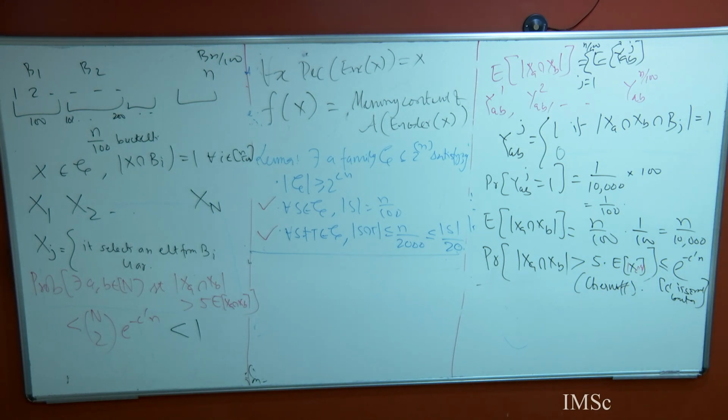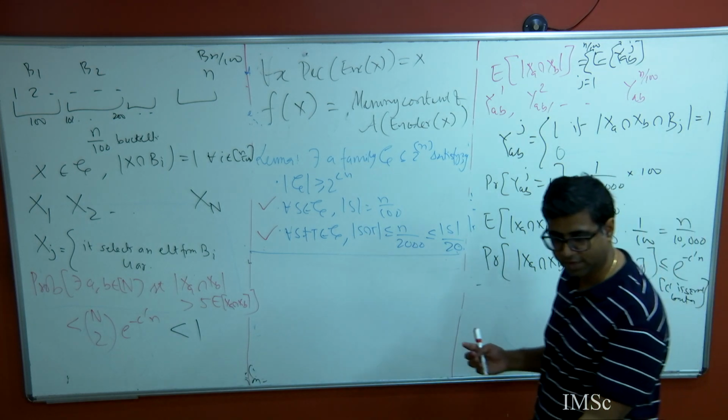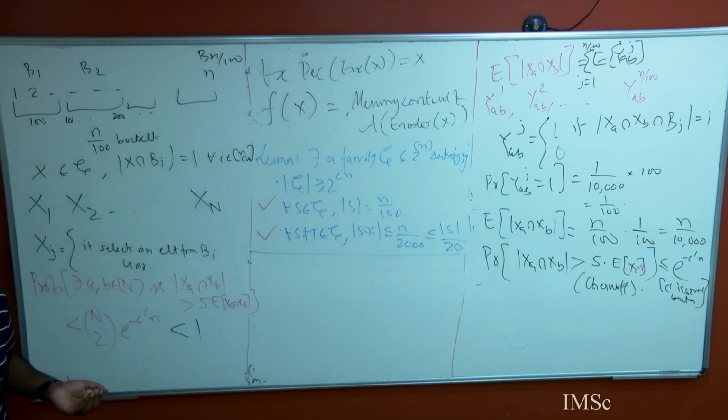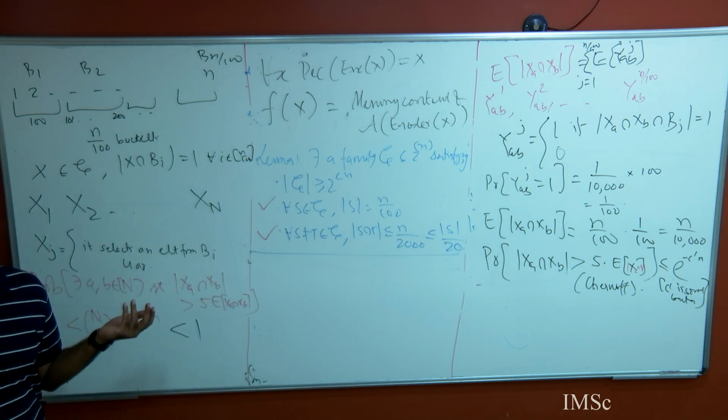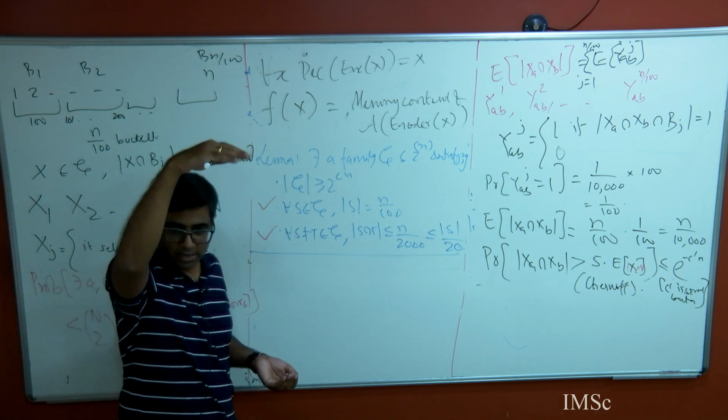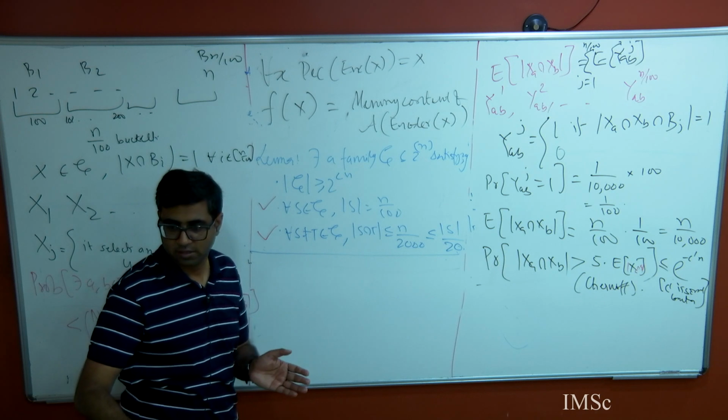So what we have been able to show is that there exists an exponentially large family of sets such that each of them is of size n over 100 and their pairwise intersection is at most n over 2000. But look, this is the way I ruled out 1.1 approximation. You can also rule out 1.5 approximation, but in Omega of n, the constants will differ, right?